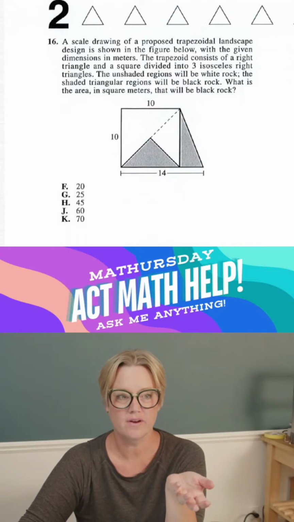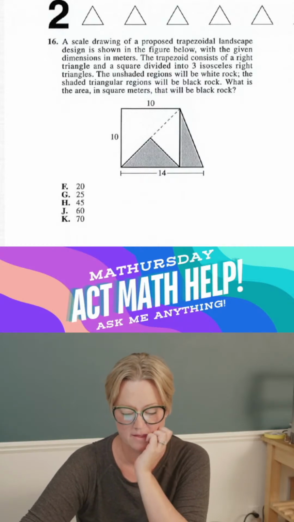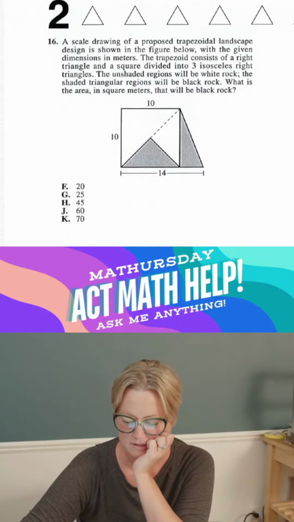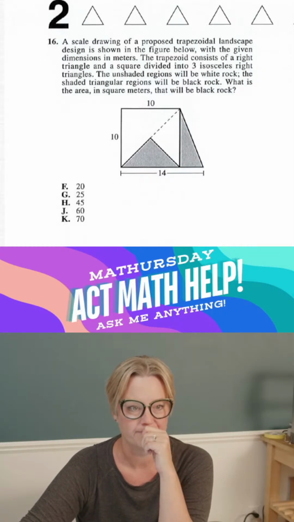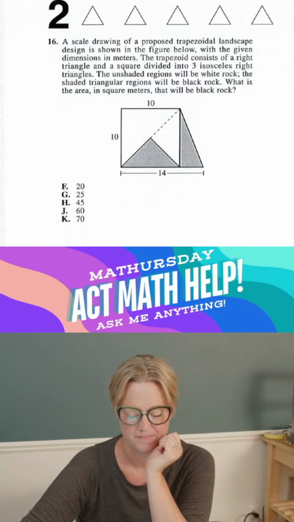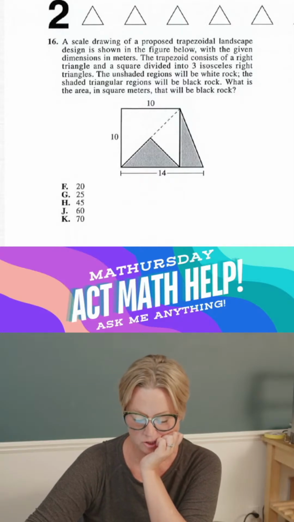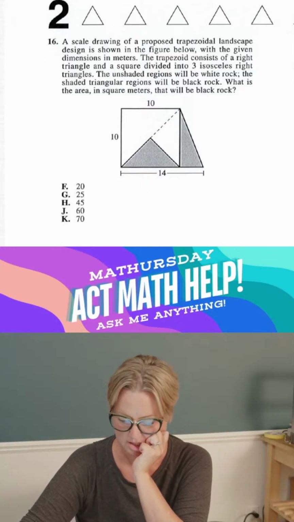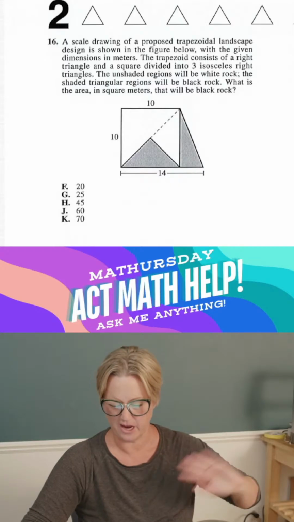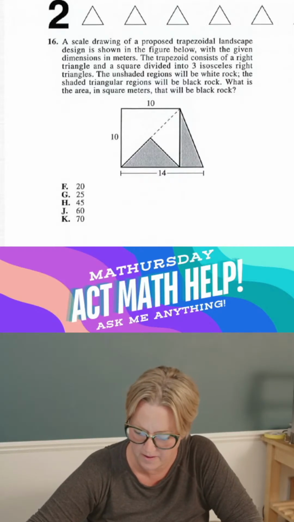See, guys, I'm going through and I'm reading this too. Okay, so let's go through and look at this. We've got a couple of things that I'm noticing. So we want to make sure that we read through. It's this trapezoidal landscape design. I just got given dimensions in meters. I don't really care about the units, but I do care about the description.